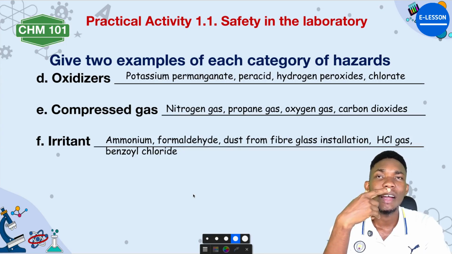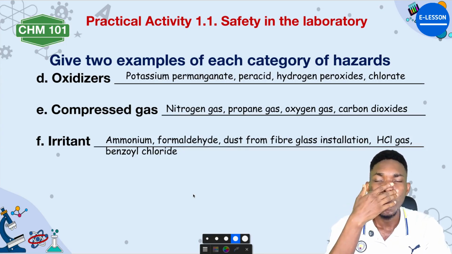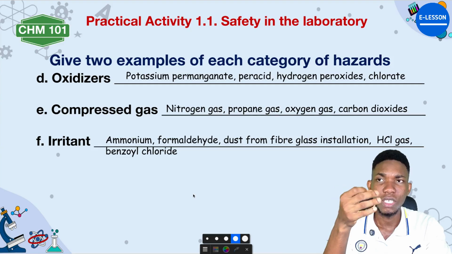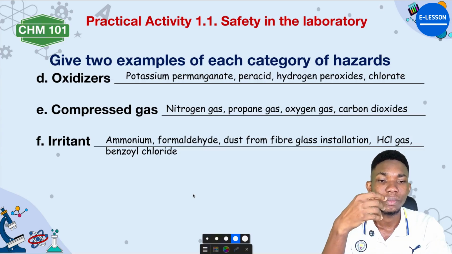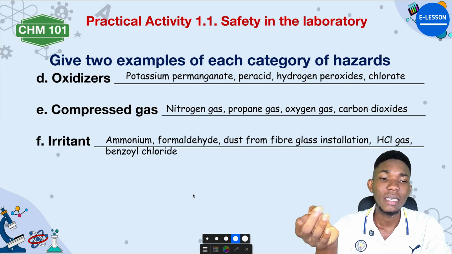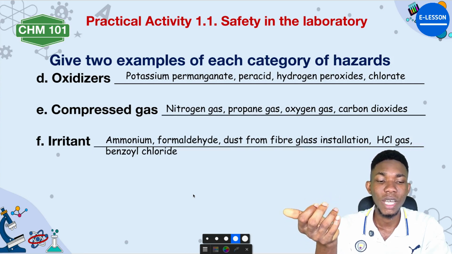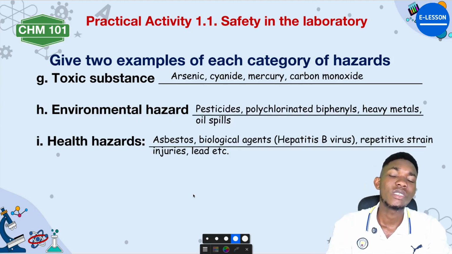If you have gone to the anatomy laboratory before, formalin is used for preservation of dead bodies in most anatomy labs, or preservation of dead organic matter, and it has a very shocking smell. Is that okay? Another one is dust from fiberglass insulation. Dust is generally an irritant, a nasal irritant. Then HCl gas is also an irritant. Then benzoyl chloride. Then toxic substances like arsenic. Arsenic is toxic.